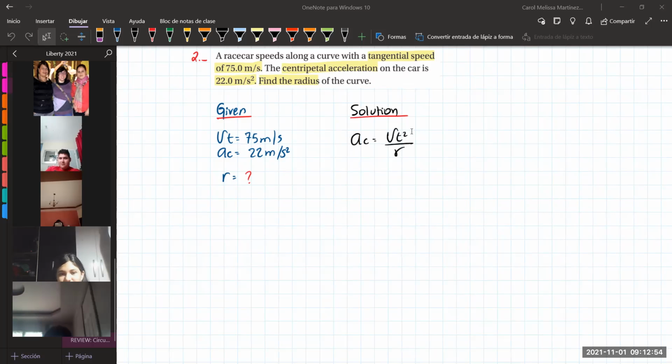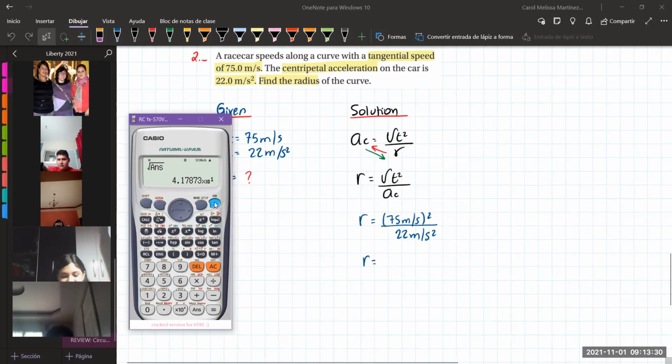If I need to find the radius, all I do is I change the position of the two. So my radius is equal to VT squared divided by AC. That's going to be the equation isolated for the radius. And then I say radius equals VT, which is 75 meters per second, raised to the second power, and then divide by AC, that is 22 meters over second squared. In the calculator, the procedure will be 75 to the second power divided by 22.